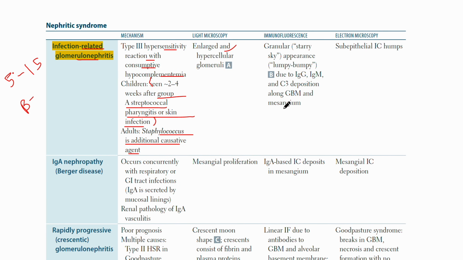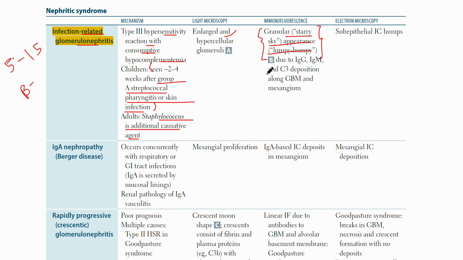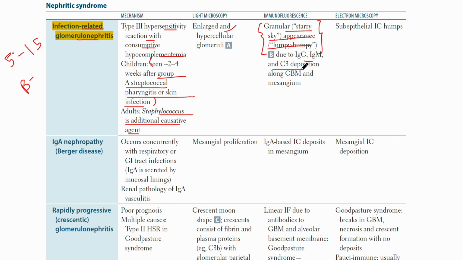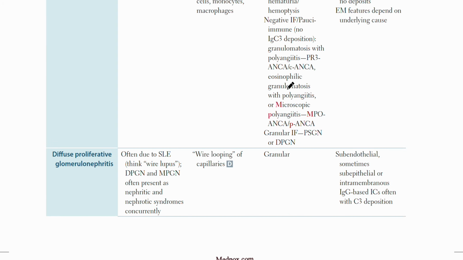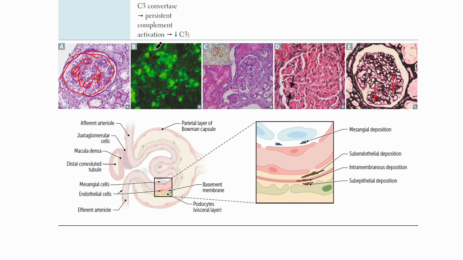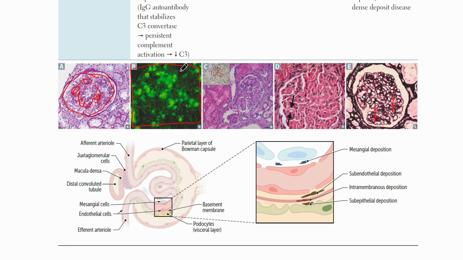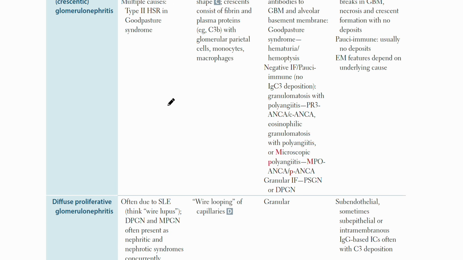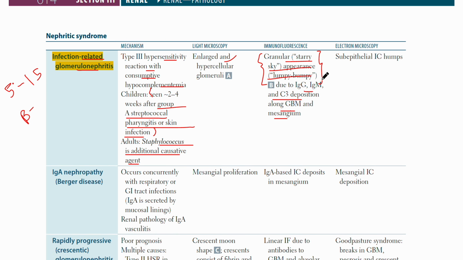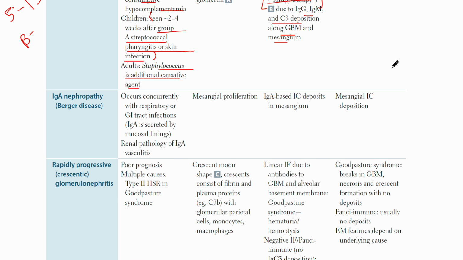Okay, so in immunofluorescence, there is a granular appearance, lumpy bumpy appearance, starry sky appearance, lumpy bumpy due to IgG, IgM, and C3 deposition along the GBM and mesangium. You can see the starry sky appearance. How beautiful it is, right? It looks so beautiful, but it is pathognomonic. So sad. So there is a starry sky appearance or lumpy bumpy appearance. You have to remember this. This is very high yield. And then in electron microscopy, there are subepithelial immune complex humps. That is how we remember.